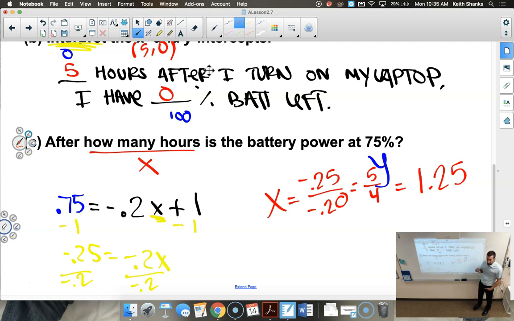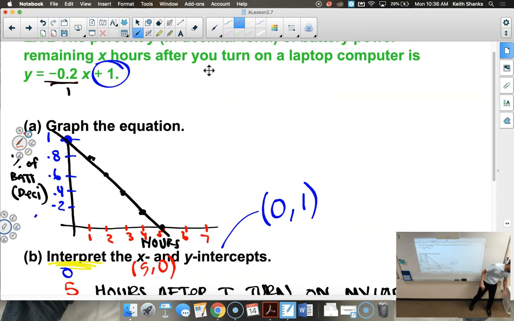Could you also find the x by just looking at the graph? 1.25 on my graph. That's putting a lot of trust in my graph. 0.75 is like right here. I just think it'd be hard to tell. On graph paper, it'd be a little easier, but it'd still be hard to tell. So if they ask me after 3 hours, yeah, sure, that would be a little easier, but 75% is a little bit tricky on this graph.